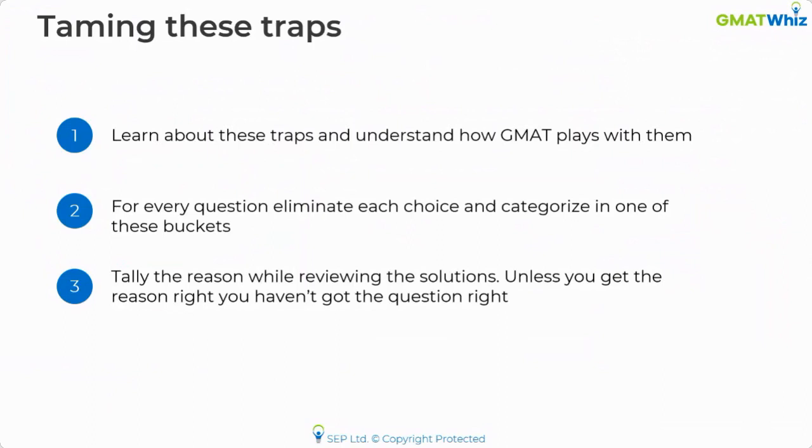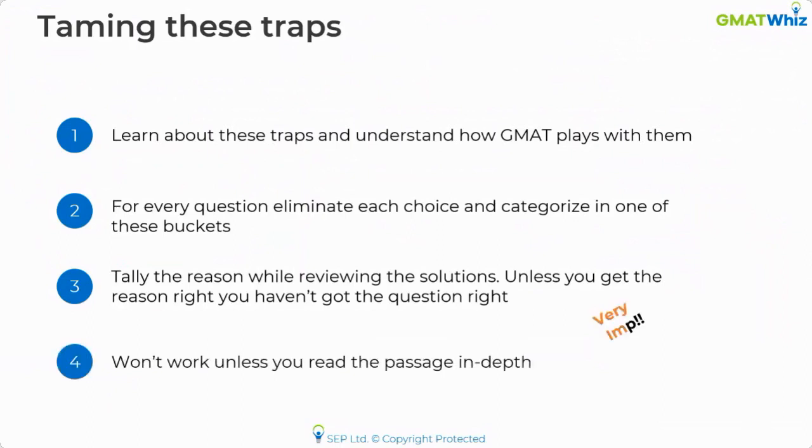For every question, you need to learn to eliminate each choice and categorize the incorrect choices in one of these buckets. You have to tally the reason while you're reviewing the solution. Unless you get the reason right, you haven't got the question right. This is very important, actually. Your practice won't work unless you read the passage in depth, and you cannot eliminate the choices if you haven't read the passage in depth. So taming the traps is very, very important. And for that, you need to go through each and every solution to understand whether your reasoning matches with what should have been the correct approach.